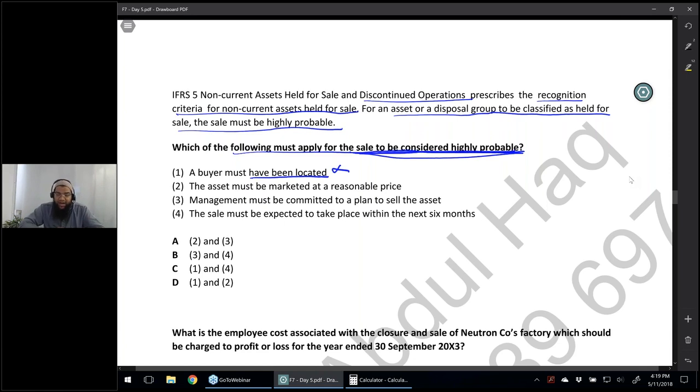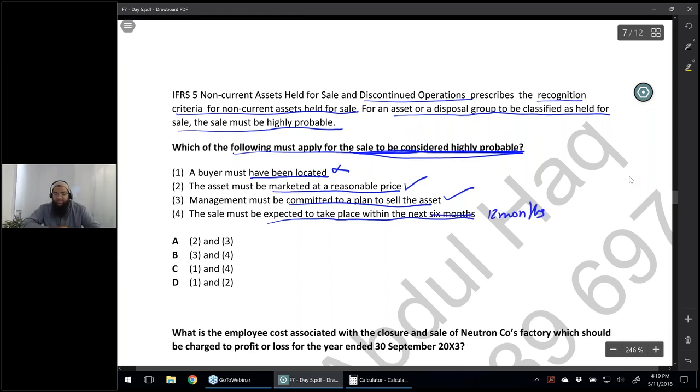It is not necessary that the buyer should have been located. The asset must be marketed at a reasonable price. Is this required? Yes, the asset should be marketed at a reasonable price. Management must be committed to a plan to sell the asset. Yes. The sale must be expected to take place within 6 months. No, within 12 months. The correct statement is within 12 months, but the question says within 6 months, so this is going to be incorrect. So the right answer is 2 and 3, which is going to be A. The right answer is going to be A in this case.